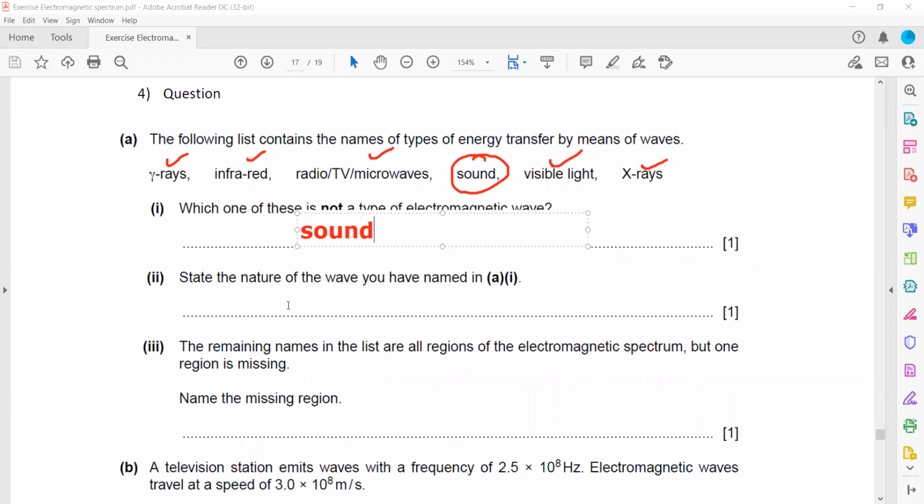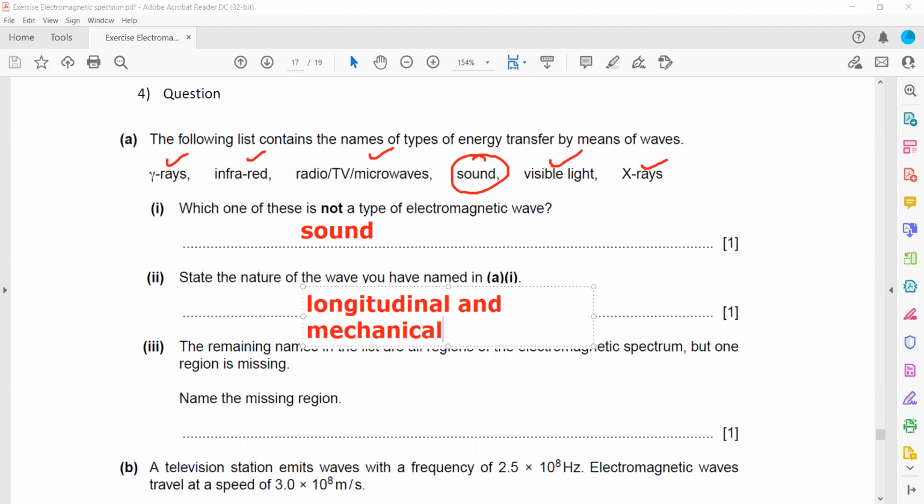And what is the nature of the sound? Sound is longitudinal. Nature means how the particles move, and it is mechanical. What is the meaning of mechanical? Mechanical means it needs a medium. Like in a vacuum, it cannot travel. That's why we call it mechanical.